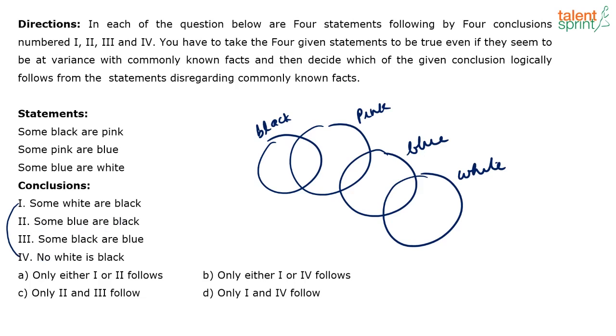Now next one. Some blue are black. Again, not a definite conclusion. Some black are blue. That's just the reverse of that. That's also not a definite conclusion. So you have a complementary pair here. So either 1 or 4 follows. That is option B. Yes, all of you got it correctly.